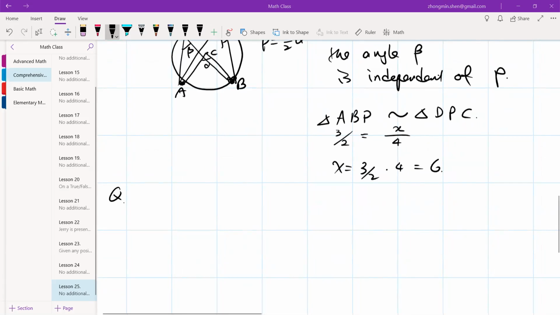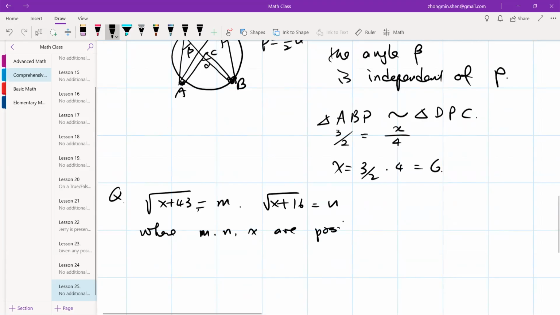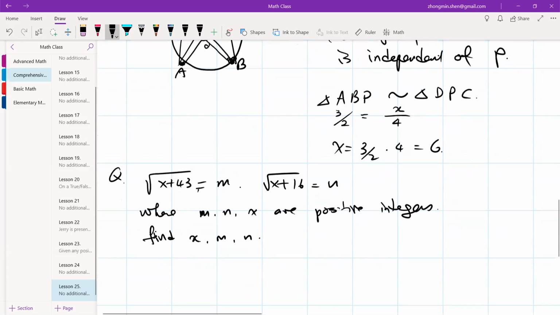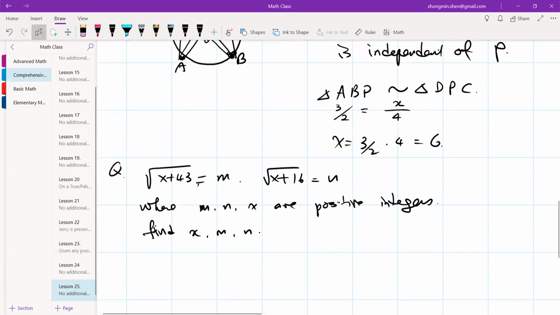Before I move on to the other geometry problems, let's finish this one. So we are given that x plus 4 times the square root of x plus 43 is m, and x plus 16 is n, where m and x are positive integers. Find all of them, find x, m, n. You cannot guess and try. It takes time.